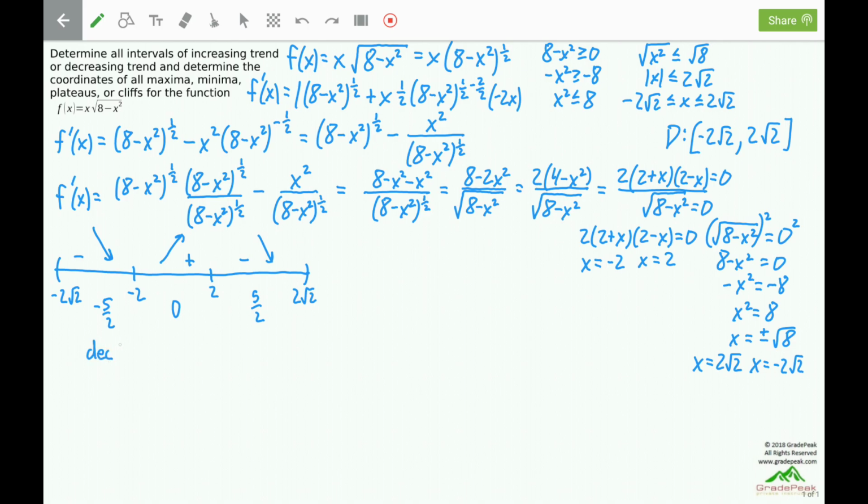So we have a decreasing trend in the intervals of negative 2 square root of 2 up to negative 2, and then union, because it happens again from 2 to 2 square root of 2. We have an increasing trend happening from negative 2 to positive 2.